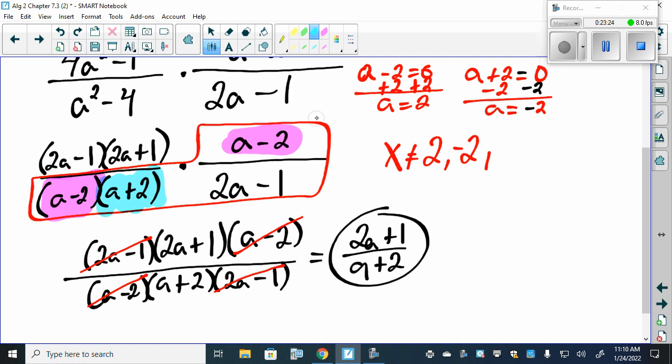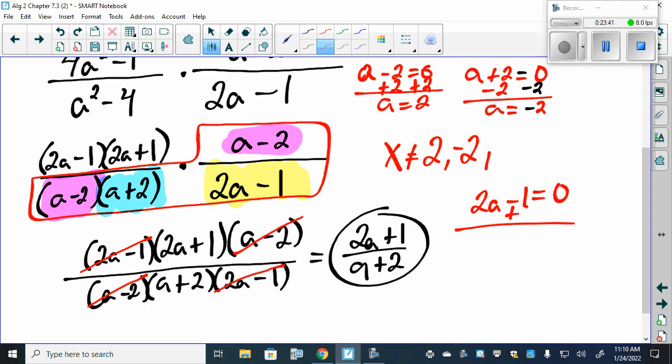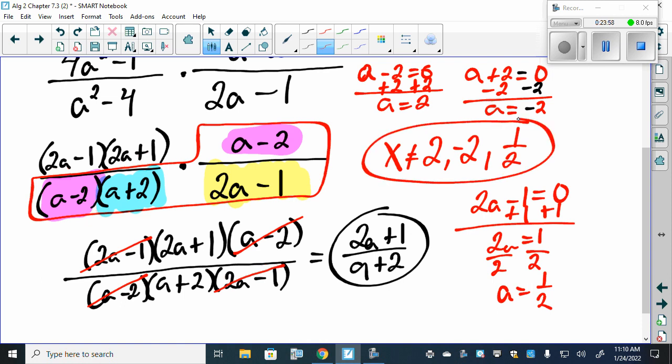Now the last one that's probably not as easily seen is the 2a minus 1. 2a minus 1 is equal to 0, so we would add 1 to both sides, telling us 2a is equal to 1. Then divide by 2, telling us a is equal to 1/2. So the restrictions for this here are 2, negative 2, and 1/2.